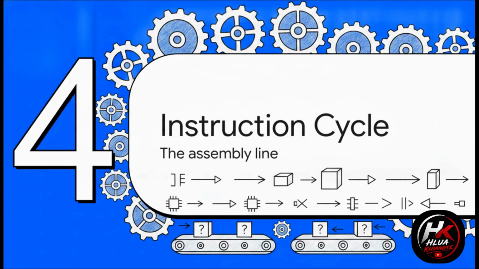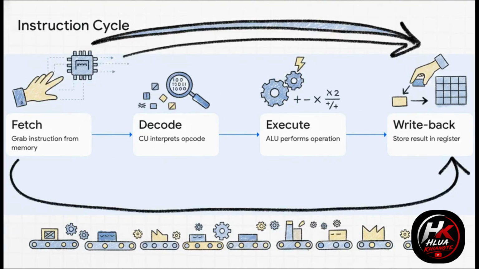All right, section 4. The core instruction cycle. This is the never-ending assembly line. Every single piece of software, from a simple calculator app to a massive operating system, runs on a continuous, factory-like cycle. Step 1, fetch. The CPU grabs the next instruction from memory.